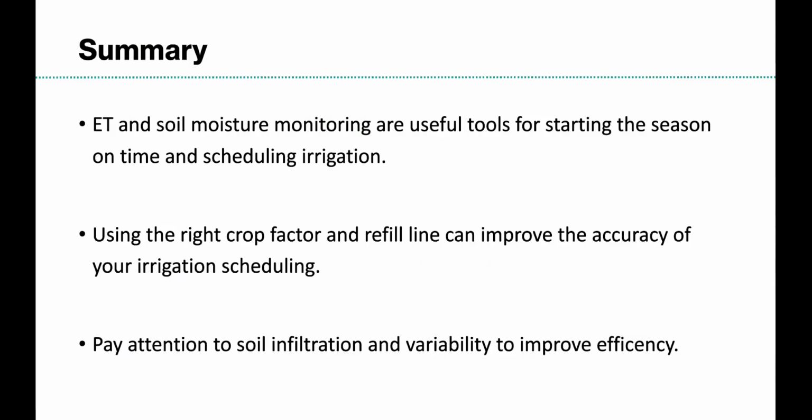So to recap, it's critical to start your irrigation season on time. By keeping track of soil moisture levels and ET, you can hopefully bring some of your stored soil moisture into summer where you'll need it most. ET and soil moisture will also be your main tools for scheduling irrigation, and by choosing the right crop factor and the right refill line, you can perfect these tools. And within your irrigation plan, you also want to pay attention to soil infiltration rate and soil variability so that you're using the water you've got efficiently.